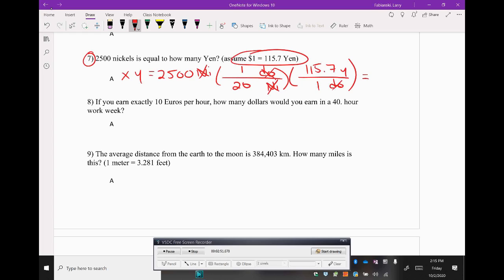Dollars cancel. Everything on the top is multiplied: 2,500 times 115.7. Everything on the bottom is divided. 2 sig figs to begin with. Rounding our answer to 2 sig figs, we get 14,000 yen, 14,000 yen.